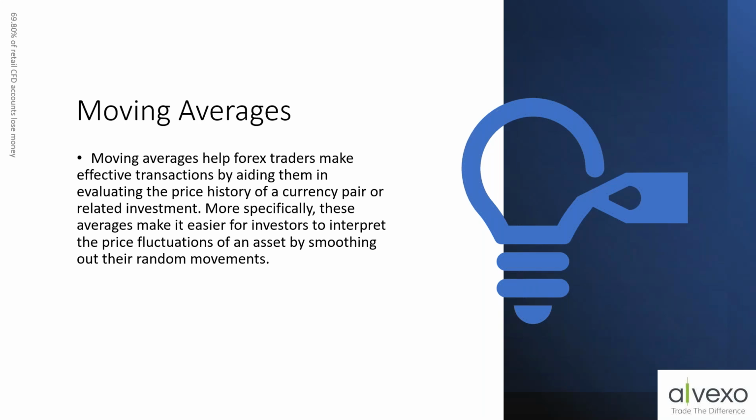Moving averages help Forex traders make effective transactions by aiding them in evaluating the price history of a currency pair or a related investment. More specifically, these averages make it easier for investors to interpret the price fluctuations of an asset by smoothing out their random movements. Now, a bare basic moving average, which we can call a simple moving average, if we were using a 10 period simple moving average, we would take the 10 closes, add them together, and divide by 10. That's pretty easy. And yeah, that's very simplistic.